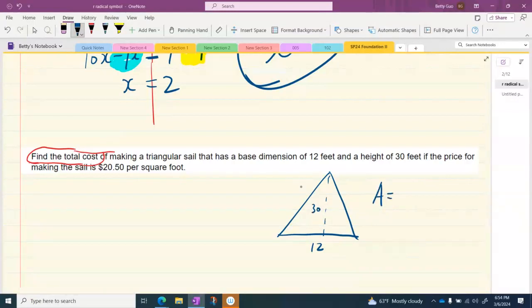of the sail first. The formula, it didn't give you the formula because it's a very basic formula. How do you find the area of a triangle? Base times height divided by 2, okay? Base times height divided by 2. Let me write it down. Base times height divided by 2, okay? So 12 divided by 2, we have a 6 here. 6 times 30, 180. Well, 12 times 30 is 360 divided by 2, 180. So the area is 180 square feet.